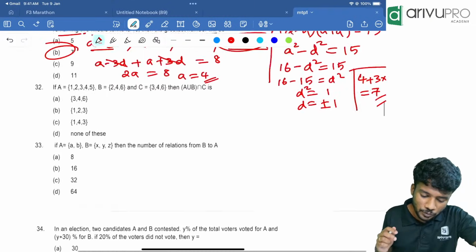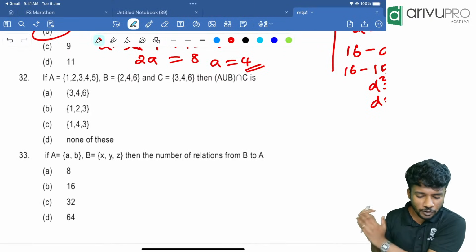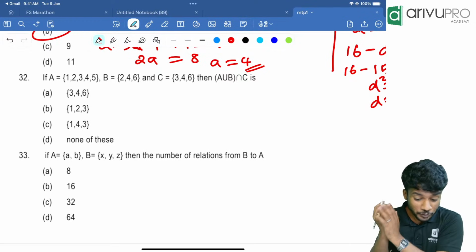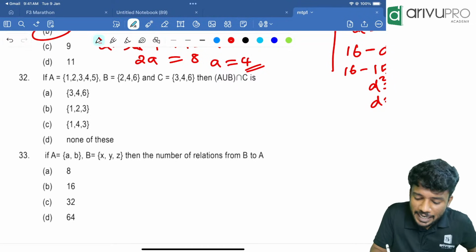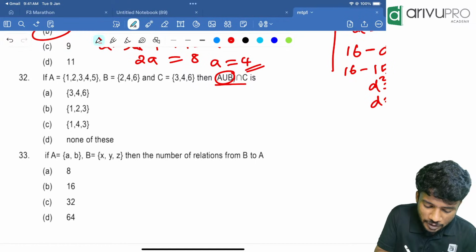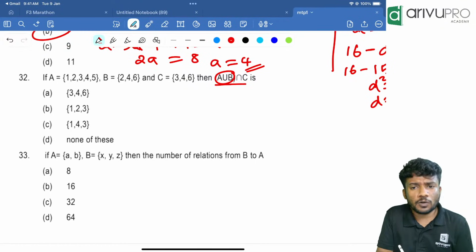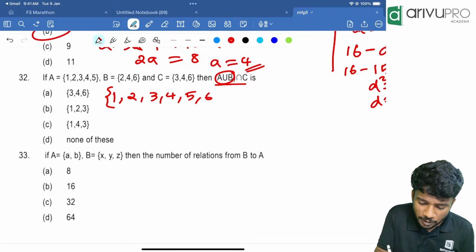Okay, people. Next one. Another easy question. If A is equal to set of 1, 2, 3, 4, 5, B is equal to set of 2, 4, 6, C is equal to set of 3, 4, 6, then A union B intersection C is the question. A union B is how much? You tell me A union B. We need to write all the elements. 1, 2, 3, 4, 5, 6. That is A union B.